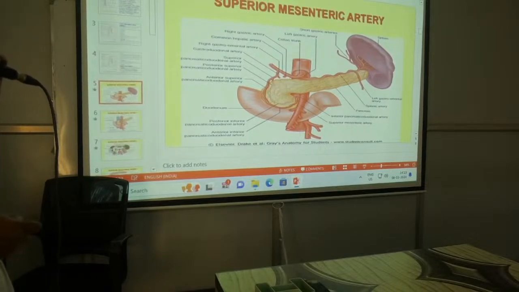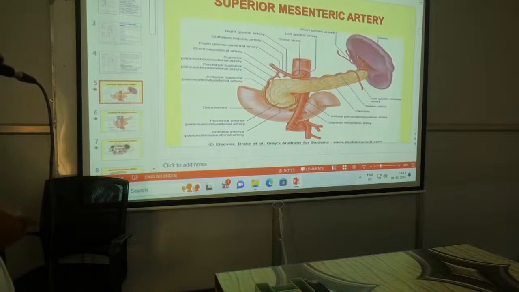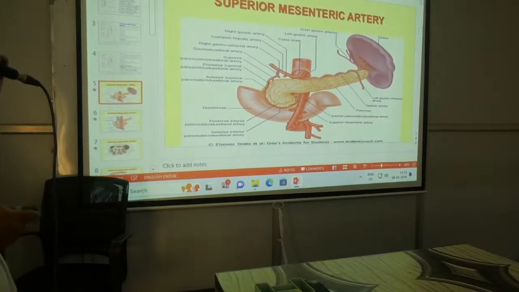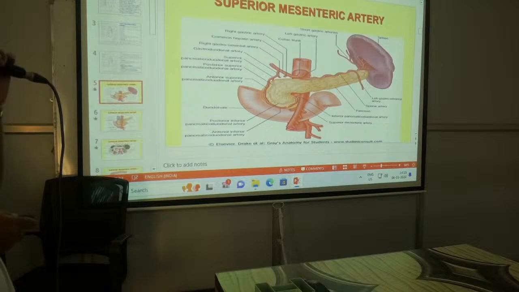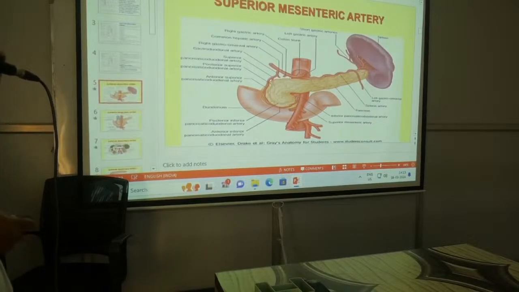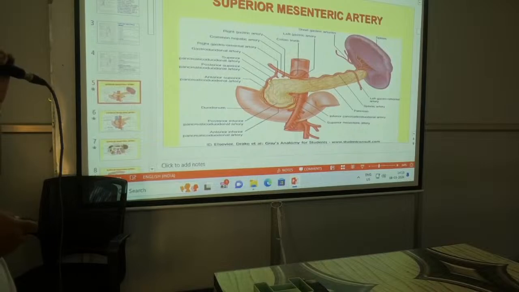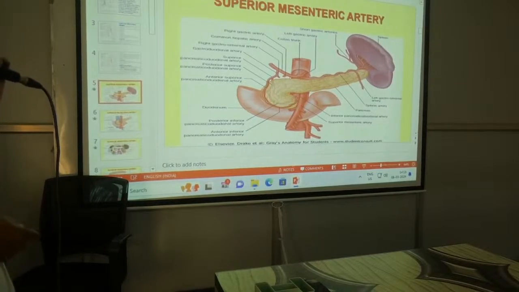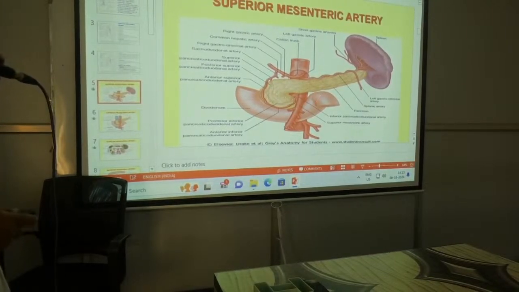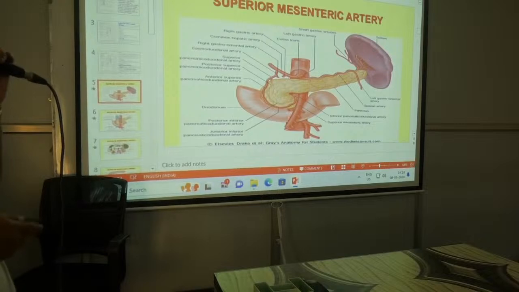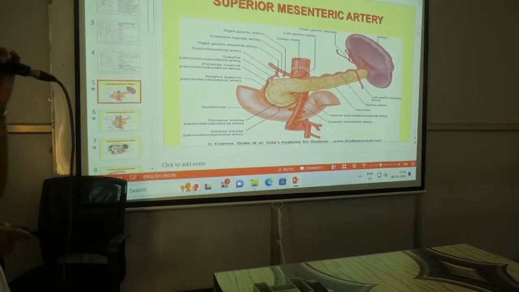After that, it is giving other branches. And see here, the superior mesenteric artery is passing in front of this uncinate process and in front of this third part of the duodenum. On the right side, it gives the colic branches, and on the left side, these are the 8 to 10 or so branches for the jejunum and ileum.